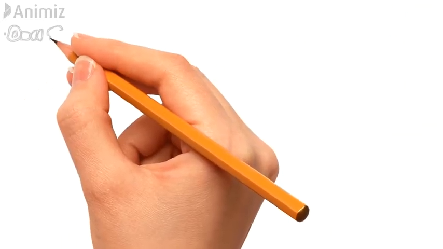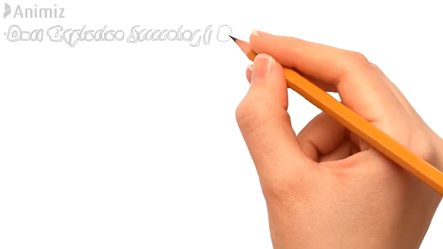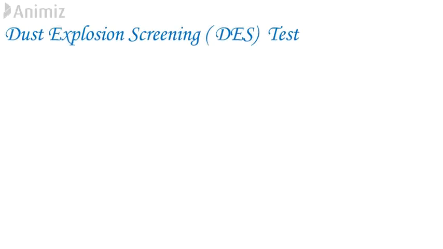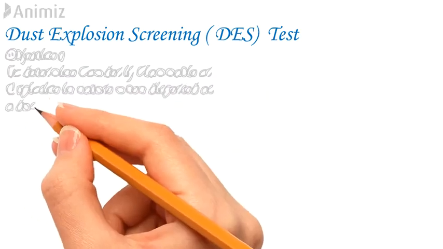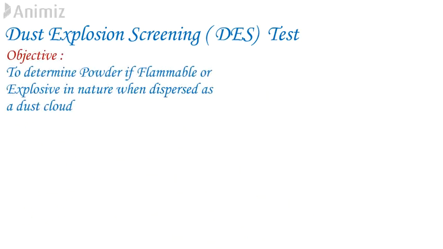So let's start our first test, the DES test, for determination of explosive property of powder. The DES test is conducted in order to determine if a powder is flammable or explosive when dispersed as a dust cloud. Every powder has a tendency to burn. However, the flammable nature of powder should be confirmed by conducting a dust explosion screening test.